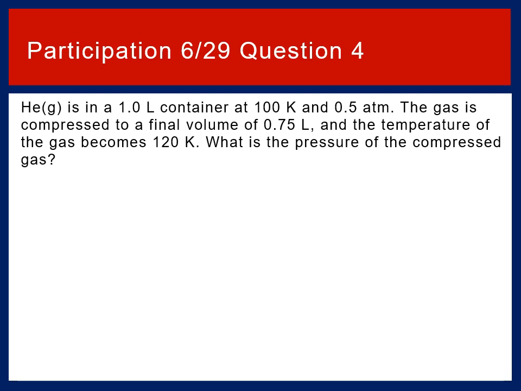Again, helium gas is in a 1.0 liter container at 100 Kelvin and 0.5 atmospheres. The gas is compressed to a final volume of 0.75 liters, and the temperature of the gas becomes 120 K. What is the pressure of the compressed gas?